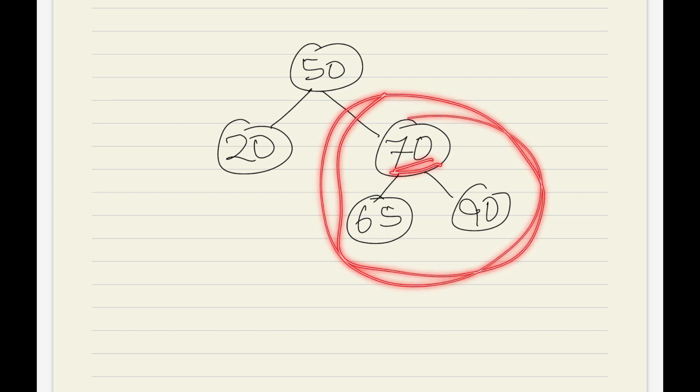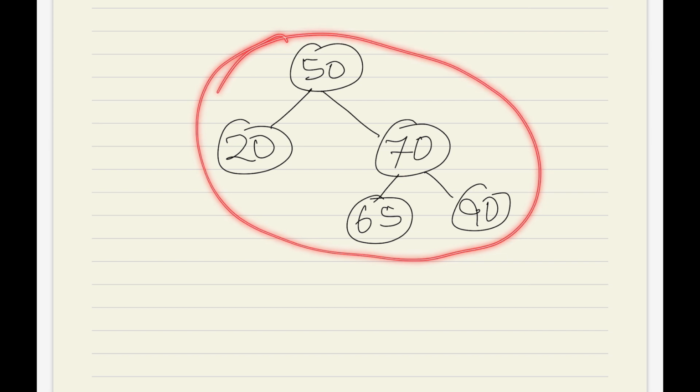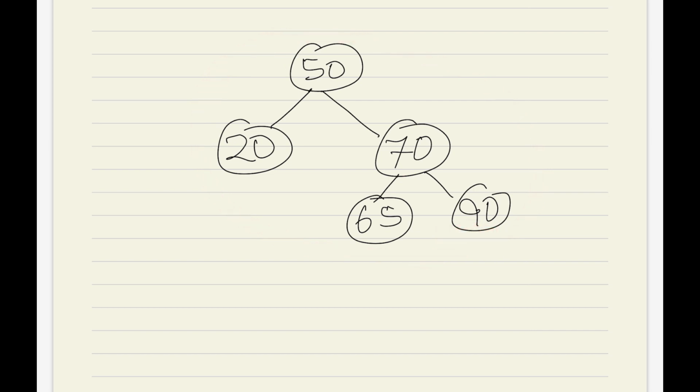Now here it is 70. It also has a left subtree and a right subtree. So consider the right one, or move to the right. Now we reach 90. It has no left subtree, no right subtree. Our objective is that it has no right subtree, so we will stop here, and this value is the maximum among all the nodes present in the binary search tree. So here the maximum value is 90.